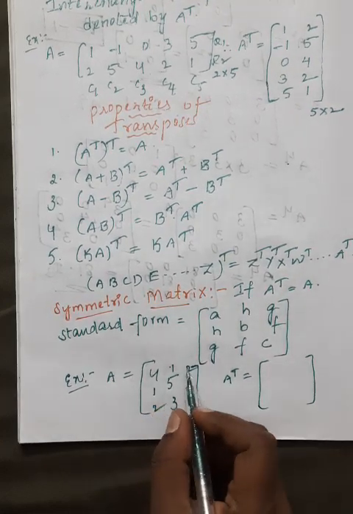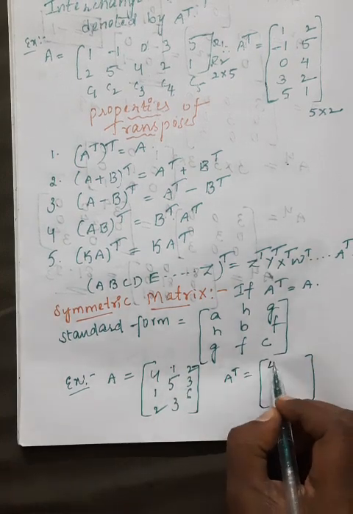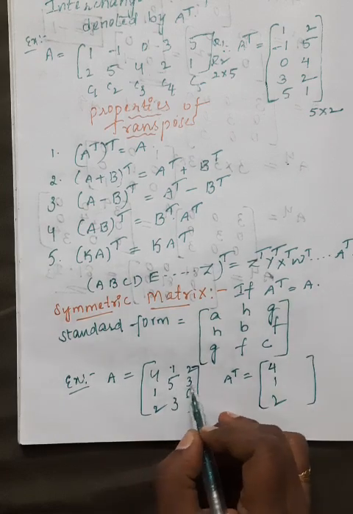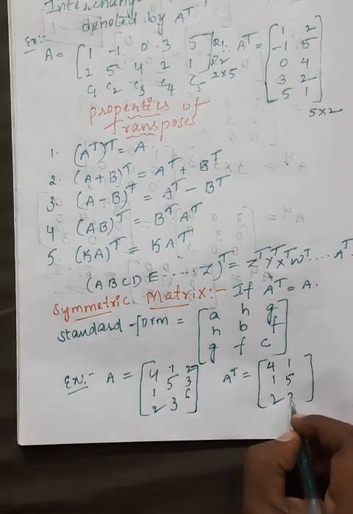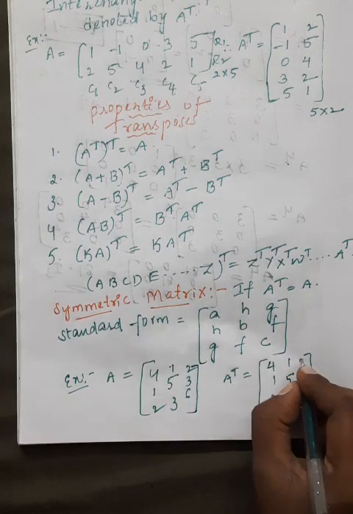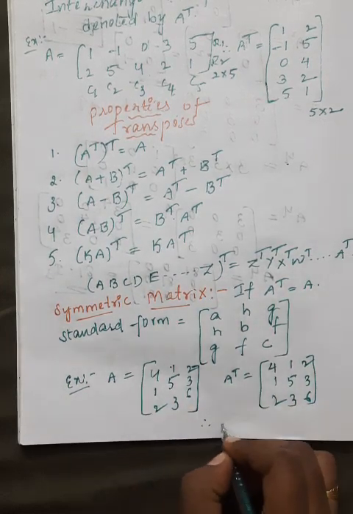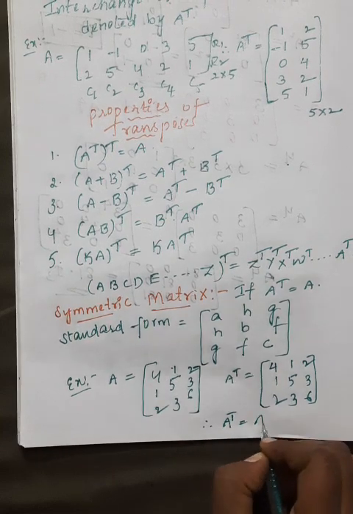So 4, 1, 2 is row wise. If you write it column wise, you will get 4, 1, 2, 1, 5, 3, 2, 3, 6. Same matrix. Therefore, A transpose is equal to A.